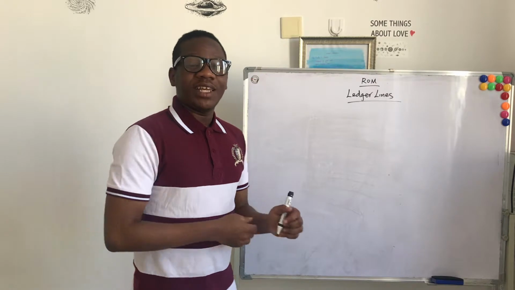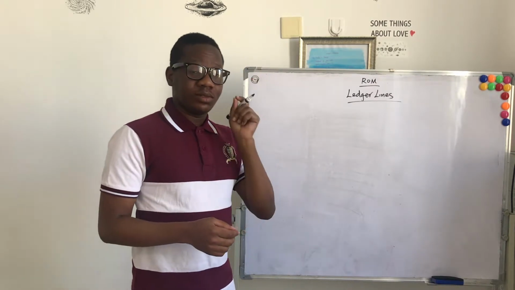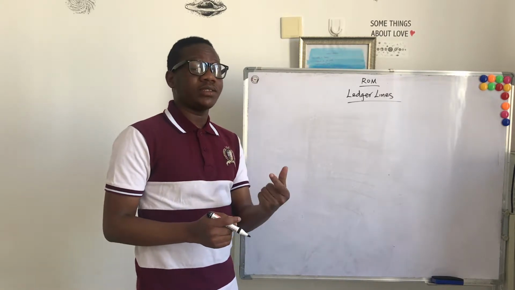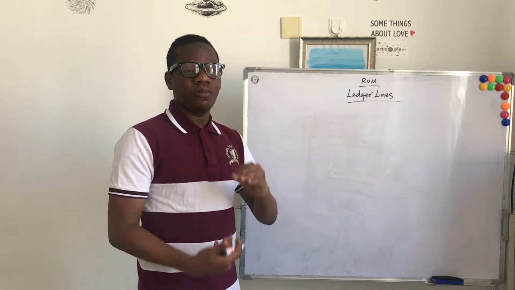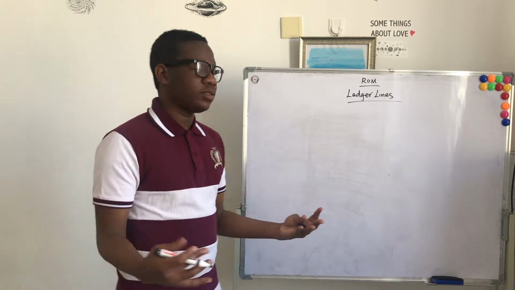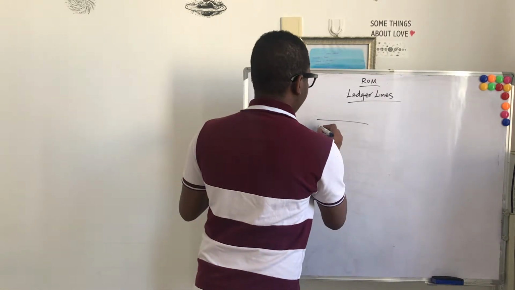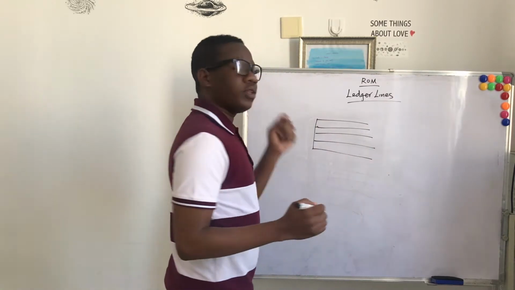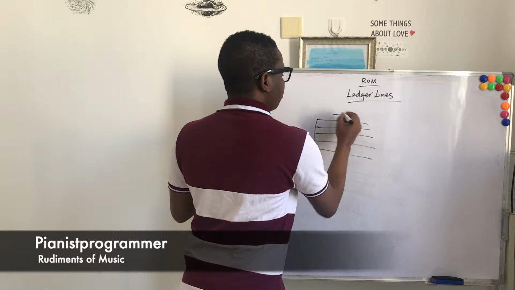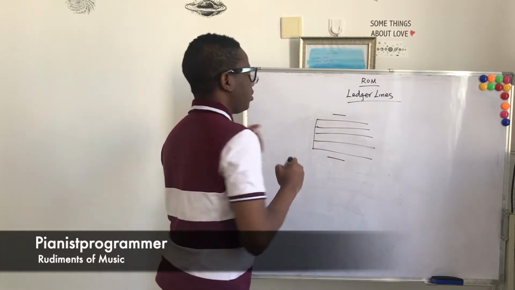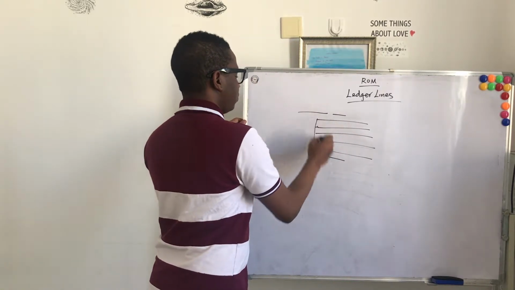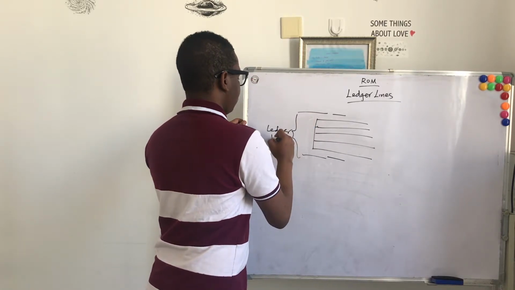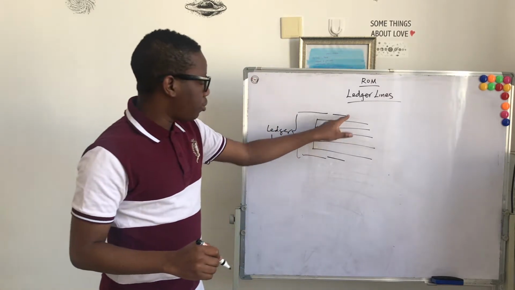Now, I said before that a ledger line is simply a short line. Now get that definition properly. It's a short line drawn above or below the stave to extend it. And this is the stave again. Now the ledger line is drawn above or below. That's a ledger line. It is drawn above or below.